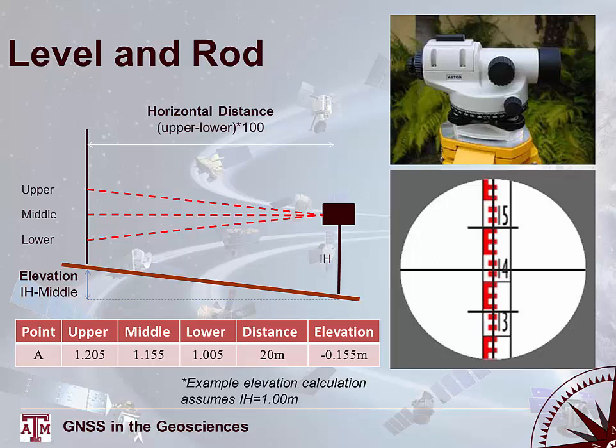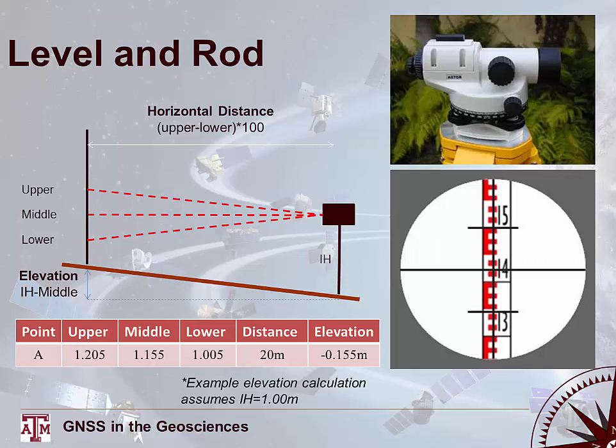To get the horizontal distance from the level to the rod, simply subtract the lower crosshatch from the upper crosshatch and multiply that value by 100. So in this case, subtracting 1.005 meters from 1.205 meters, you get 0.200 meters. Multiply this value by 100 and you get a horizontal distance of 20 meters. That 20 meters is the distance from the level to the rod.